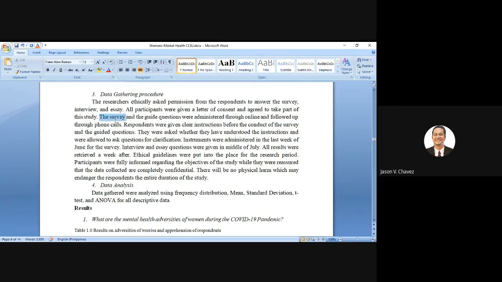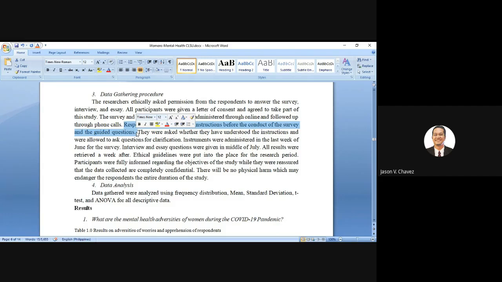Then the third part is the survey and guide questions were administered through online and follow up through phone calls, no? Maybe the way you gathered it. Sometimes before the pandemic, you administer it manually, right? So in their very own phase. So right now it's different. I mean, this way of gathering data is anyway allowed. No? It's still valid.